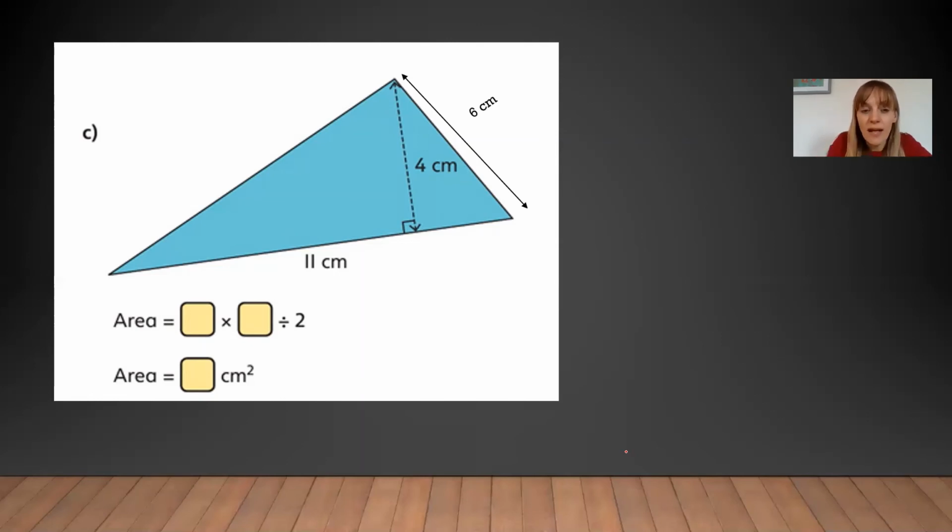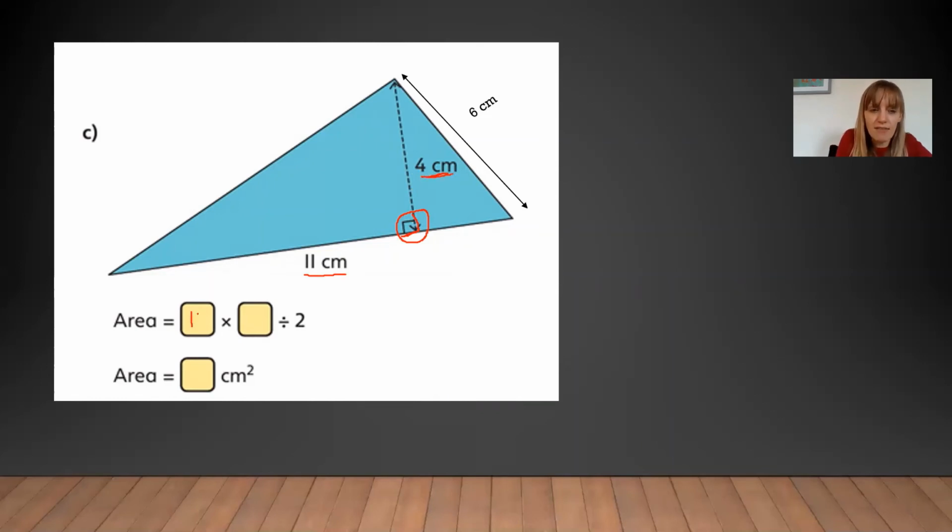All right, so the base is here, 11 centimetres. Now, which of these two is the height? Is it 6 centimetres? That's the longest one, so often people think, well, that must be the height, because that's the longest other length that I've got there. But no, look, this bit here is the line that's meeting the other line at a right angle. So the height must be 4 centimetres.